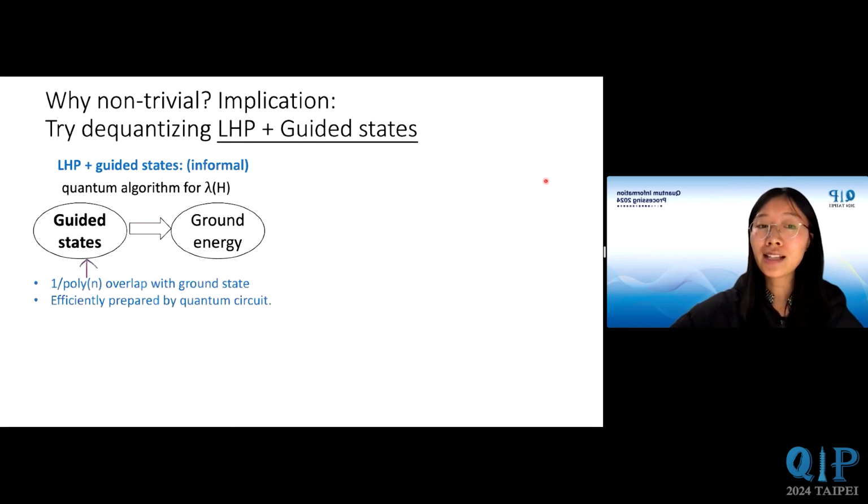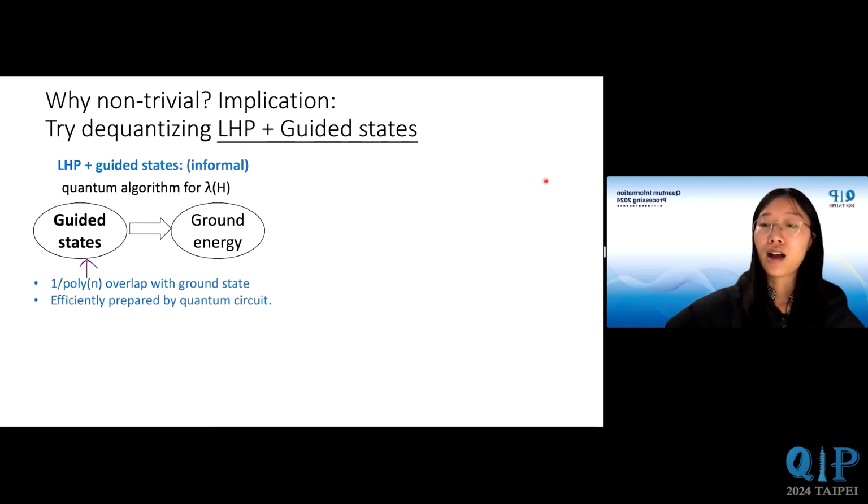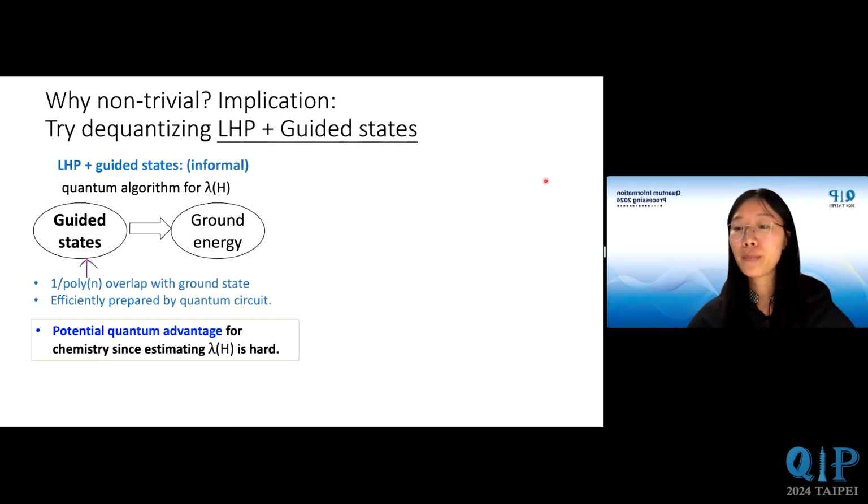Here, the guided state is just some kind of good guess of the ground state. So this quantum algorithm basically says if in the beginning you can magically have a good guess of the ground state, the quantum algorithm can help you improve the guided state to the ground state. This quantum algorithm is very popular and is one of the mainstream quantum algorithms for chemistry or condensed matter physics. And many people, including me, believe this algorithm might provide potential quantum advantage for chemistry. And this is one of the most promising applications of quantum computing.